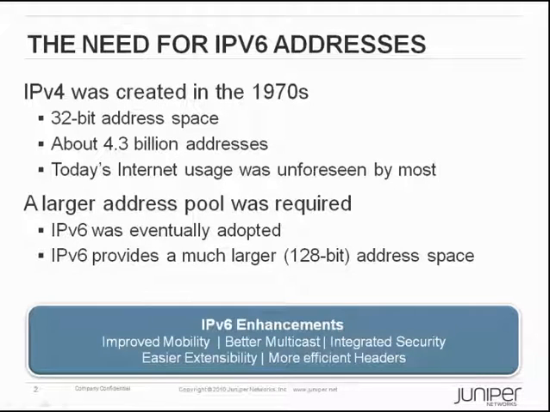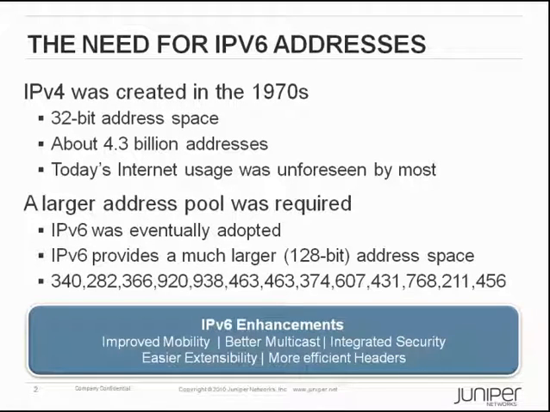IPv6 uses a 128-bit address space, which gives us a much larger pool of addresses. There's no easy way to say the full number, so it's best to illustrate the size of the IPv6 address space by showing you the actual number of addresses. As you can see, it is quite a large number of addresses. IPv6 also provides some enhancements, especially in the areas of improved mobility, multicast, and integrated security.